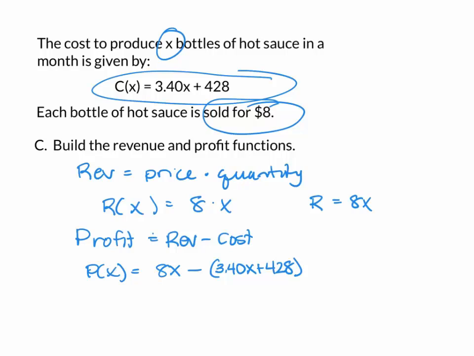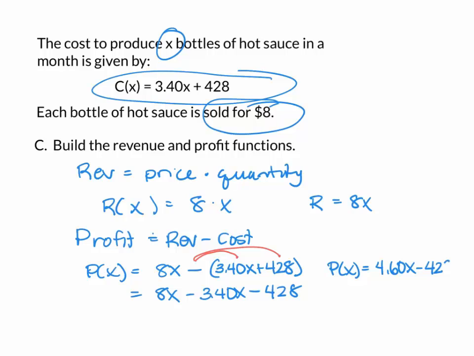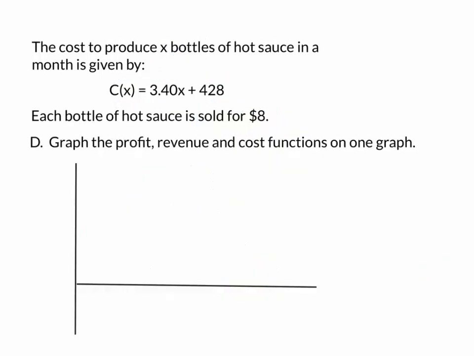Now when I go to simplify here, this negative sign has to be distributed across both terms. So my profit function is going to be 8x minus 3.40x minus 428, and I get P of x equals 8 minus 3.4 is 4.60x minus 428.